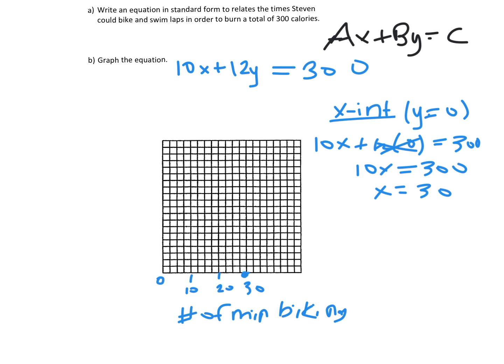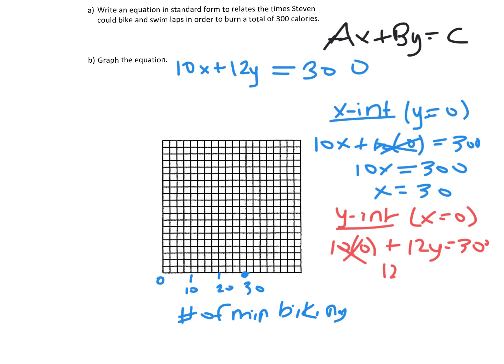For my y-intercept, I'm going to plug in the opposite variable to be 0. I'm going to plug in x to be 0. So I'm going to sub in 10 times 0 plus 12y equals 300. So this is going to drop out, and I'm going to have 12y equals 300, divided by 12. My y-intercept is going to be at 25.